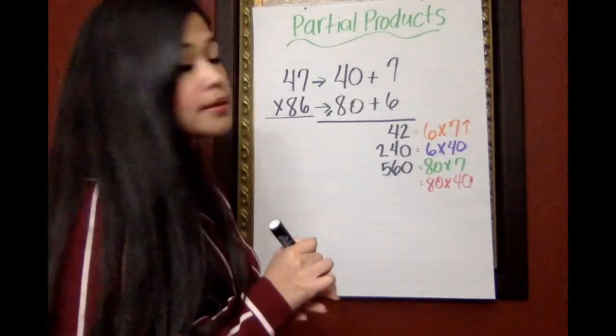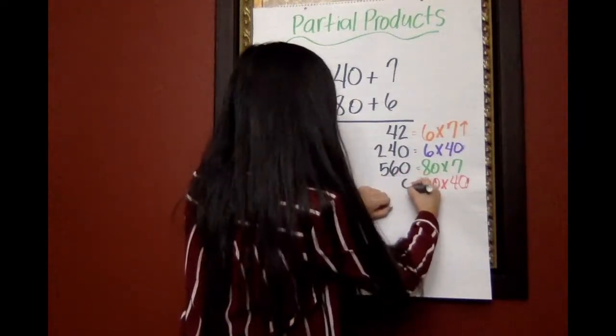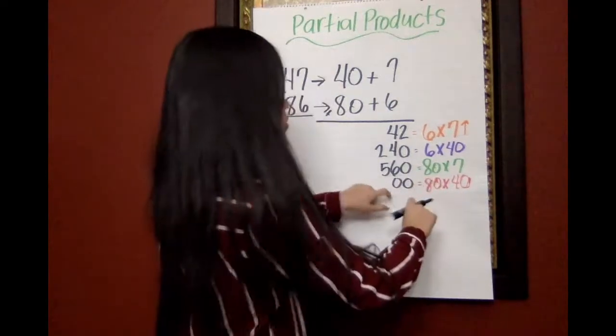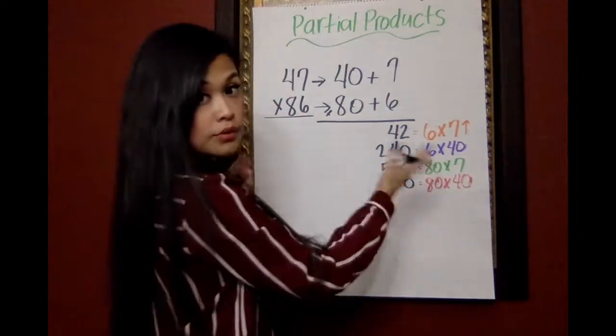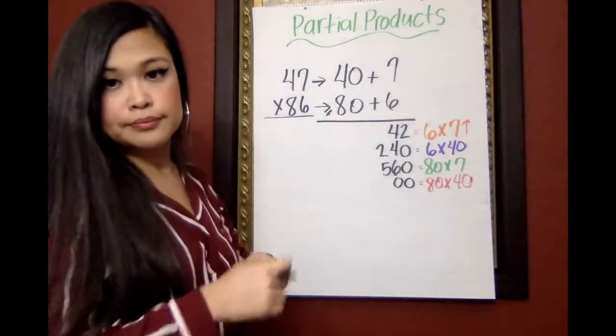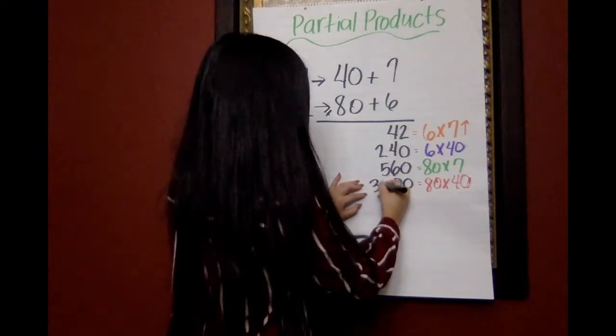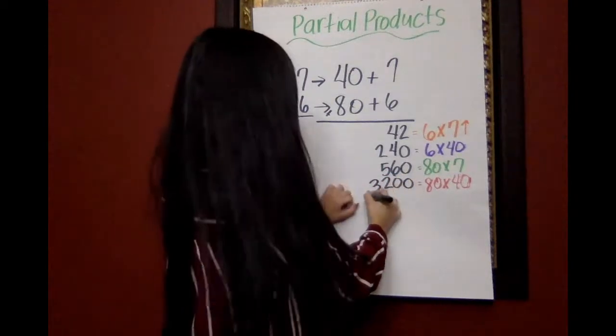And then 80 times 40. So I have 2 zeros. So I'm going to go ahead and write these 2 zeros. 2 zeros, 2 zeros. They have to be balanced. And then 8 times 4 is 32.